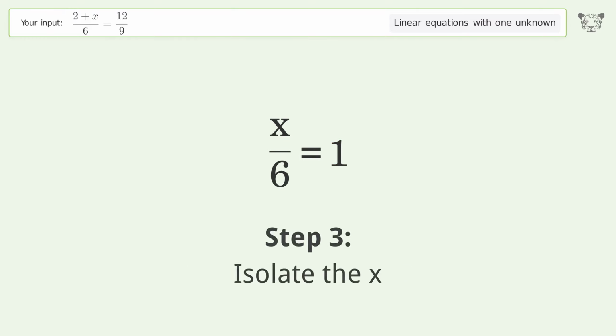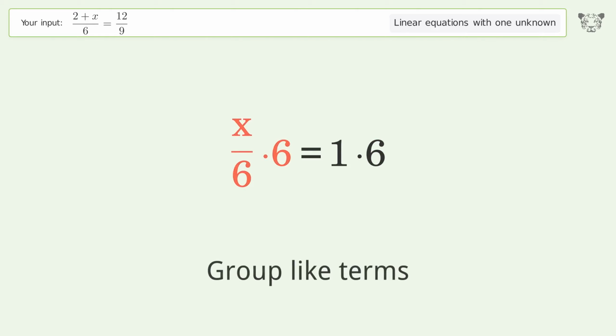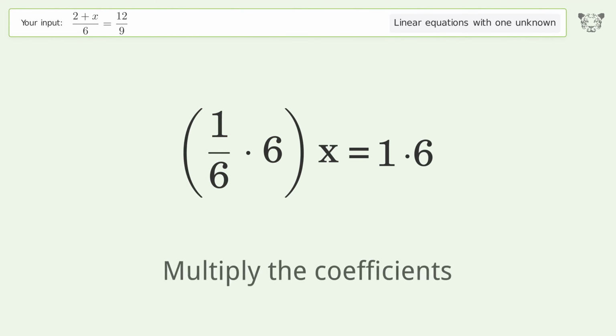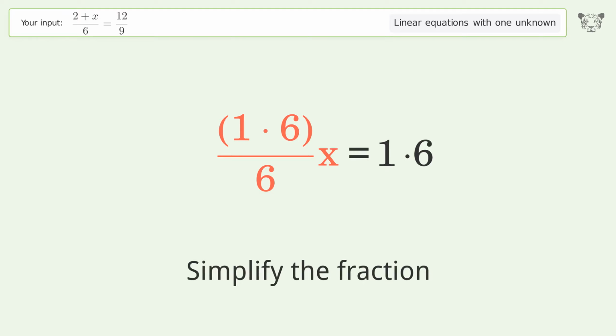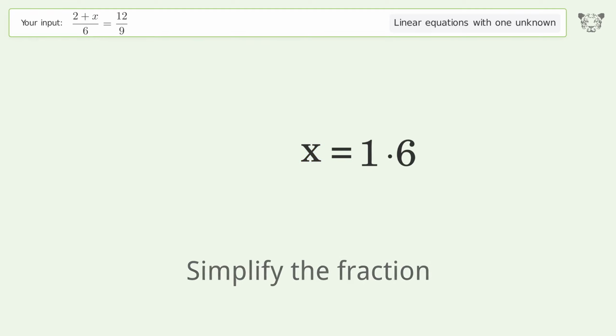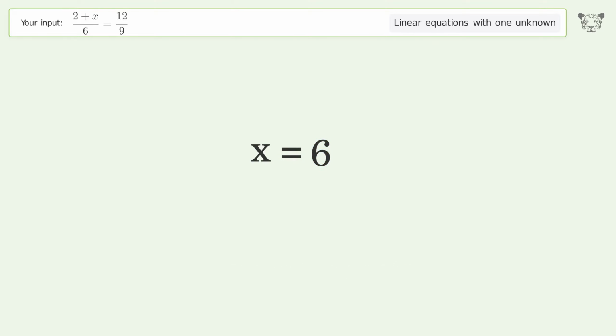Isolate the x. Multiply both sides by 6. Group like terms. Multiply the coefficients. Simplify the fraction. Remove the ones. And so the final result is x equals 6.